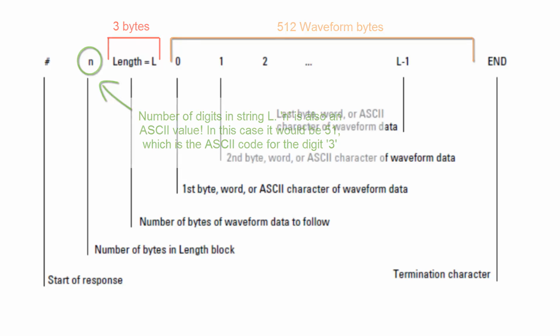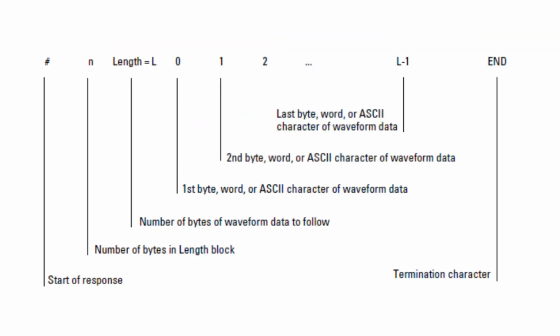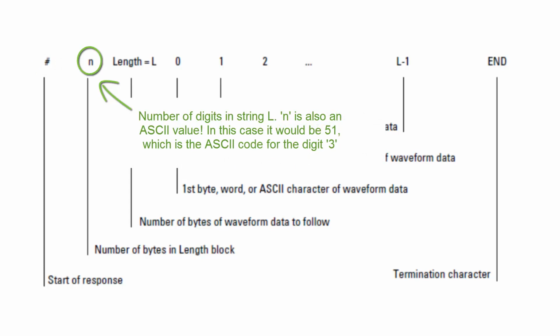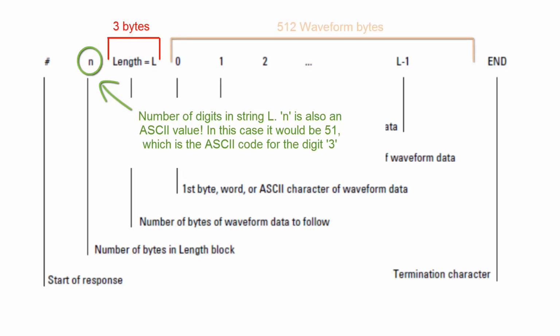So now, looking at things from the beginning of the chunk of data, we will have a hash character which represents the start of the response. Then we'll have one single ASCII value which represents a digit, and this digit represents the number of characters in the string L. So in this case, n would be equal to 3. So now we've been told that we have 3 digits in the string L. Then we can move on, read 3 bytes, because we know that the variable L is represented by a string of 3 characters, and then we can convert that string into a number, work out how many bytes there are to follow, and we know that those bytes will represent waveform data, and we can read those in.